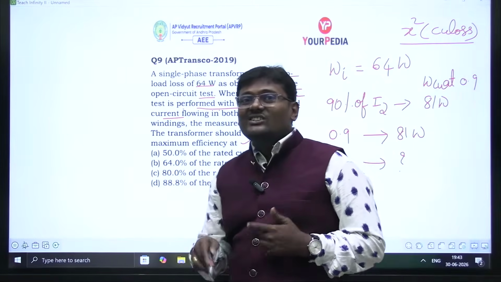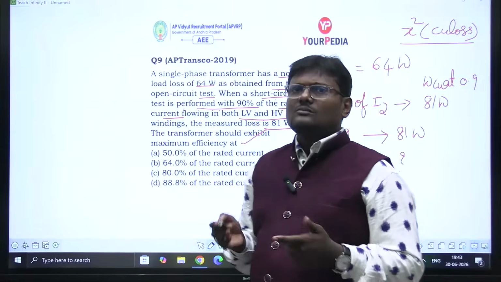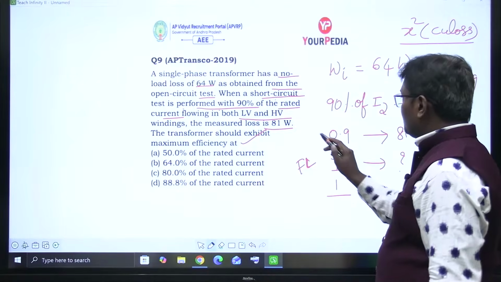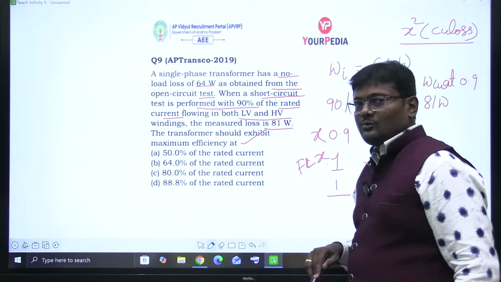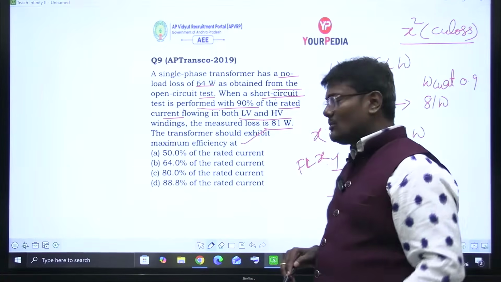Because x I2 square r naught 2, that becomes x square I2 square r naught 2. So this fraction is x, this fraction is also x. X is equal to 1 at full load, x is equal to half at half load, x is equal to 1 by 4 at 1 by 4th load, right?